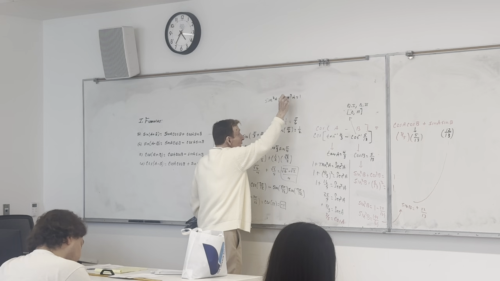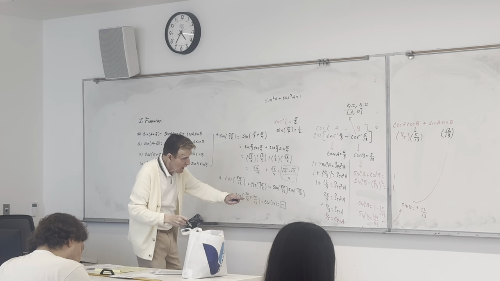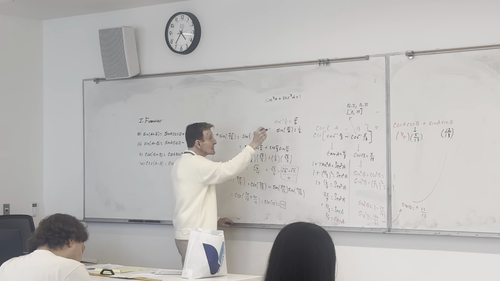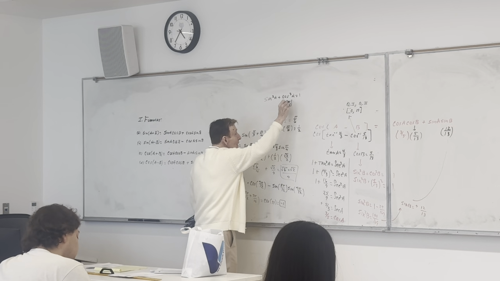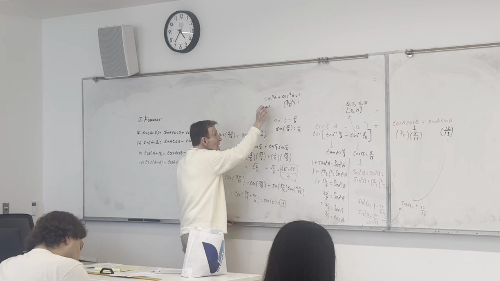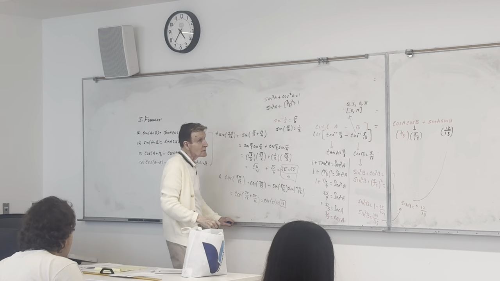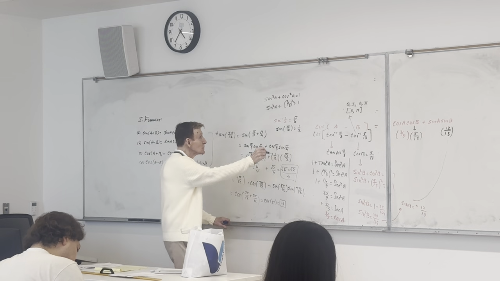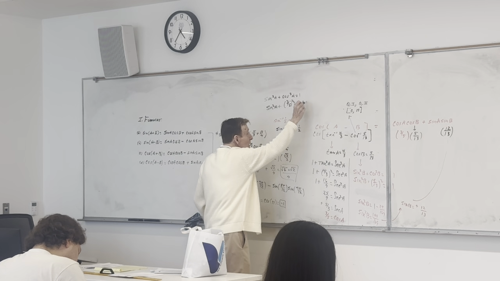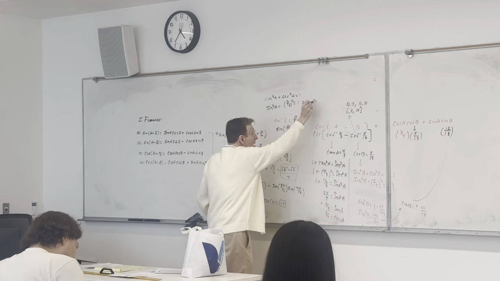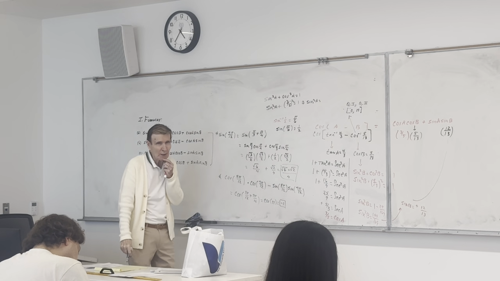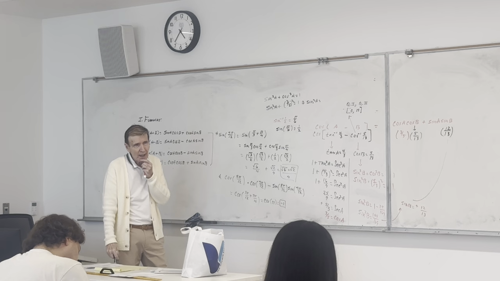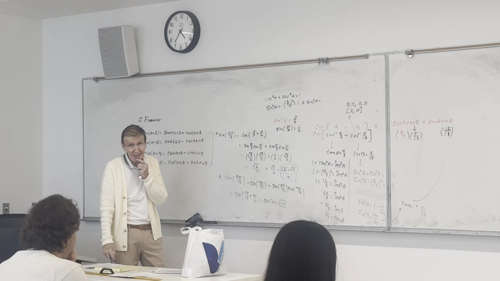Cosine A is 3/5, I'm going to put that in there. 3/5 squared equals 1, and this is sine squared A. Let's do the math right quicker. Sine squared A is equal to 1 subtract 9 over 25, I think it's 16 over 25.